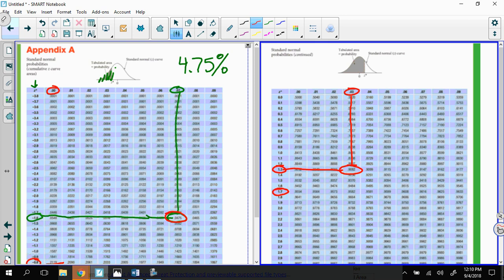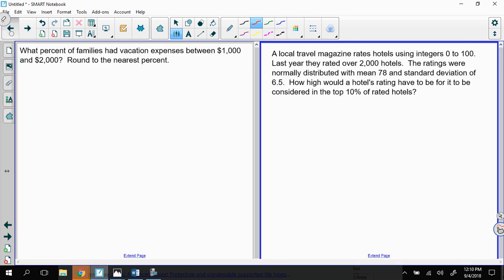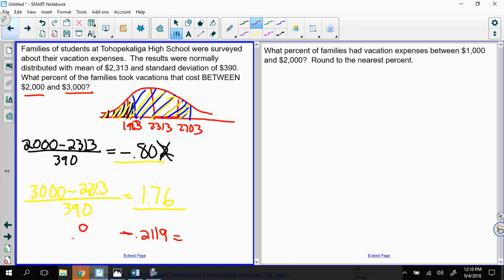1.76 would be 1.76. Follow it down, follow it across. Looks like 0.9608. 0.9608 minus that. So 0.7489. About 75% of families in our high school could afford a vacation between $2,000 and $3,000, according to this problem. What percentage of families could do 1,000 to 2,000?